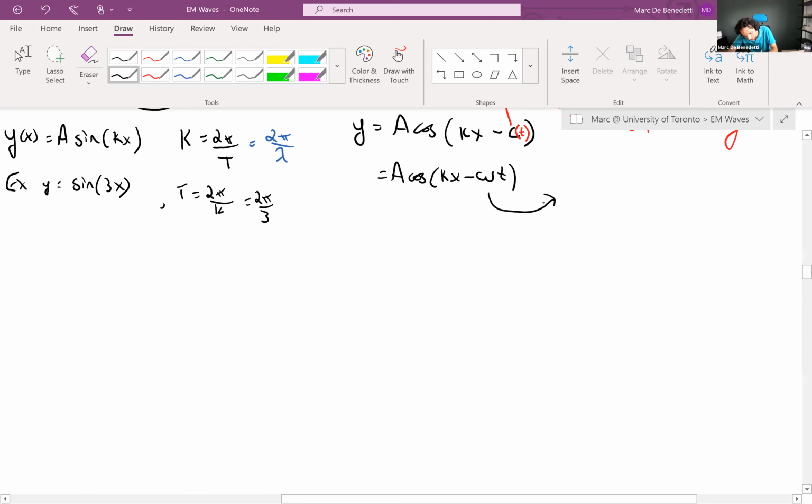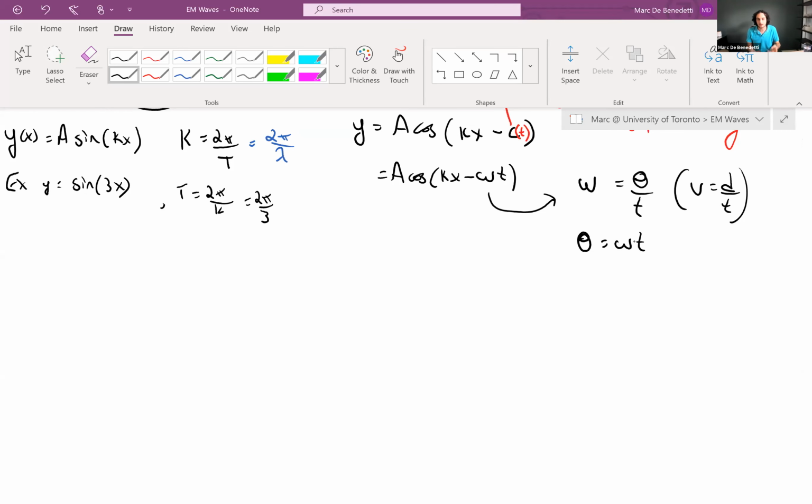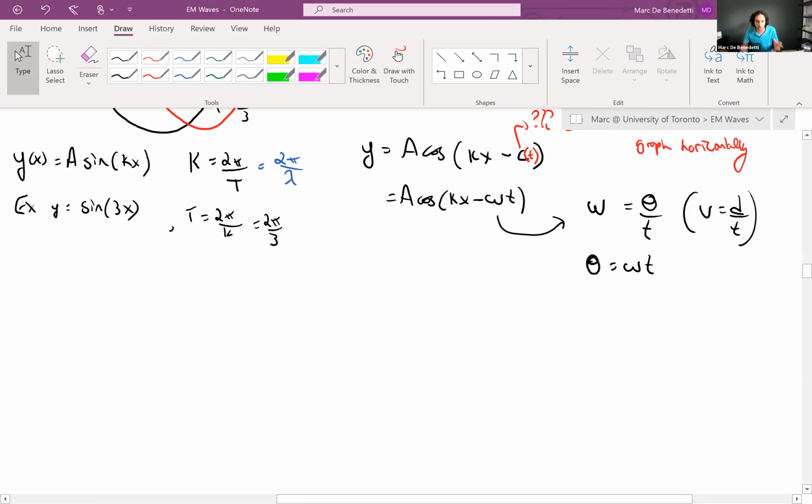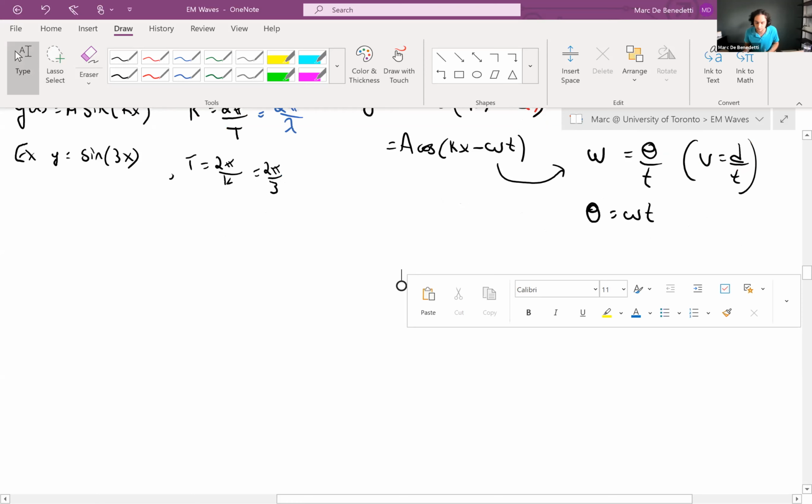If you recall from 136, we know omega equals theta over t, right? This is analogous to v equals d over t. So that means theta equals omega t. So omega times t is how many radians the wave has traveled through for a certain length of time, t. Well, we are looking for radians because it's cos of something, cos of an angle. So the input, the domain of cos is radians. So we are looking for a quantity that has radian measure.